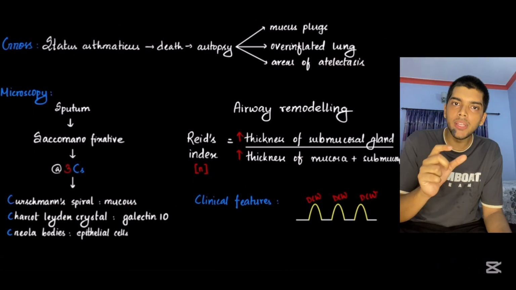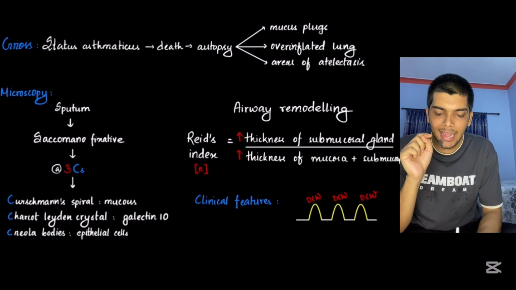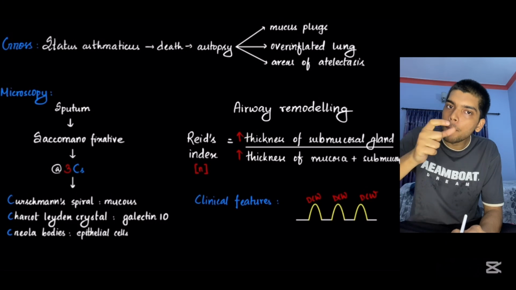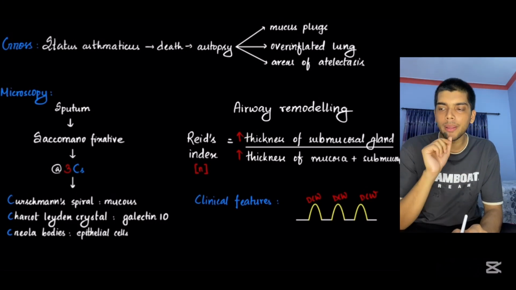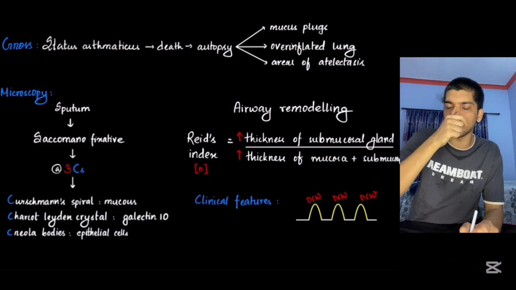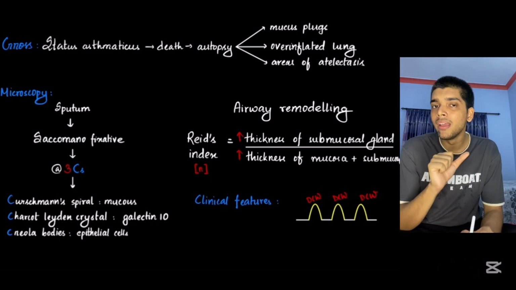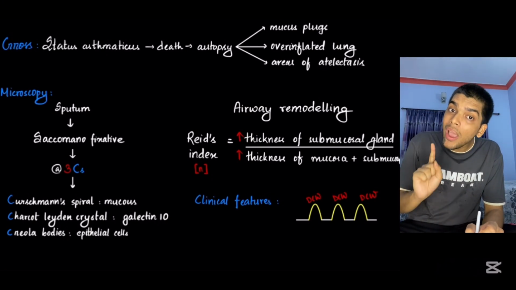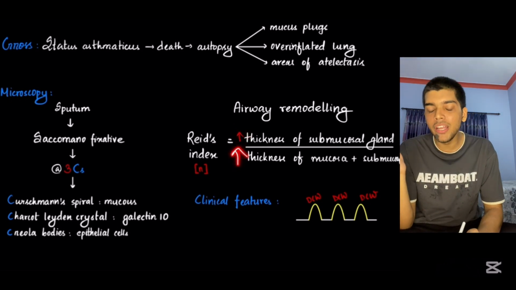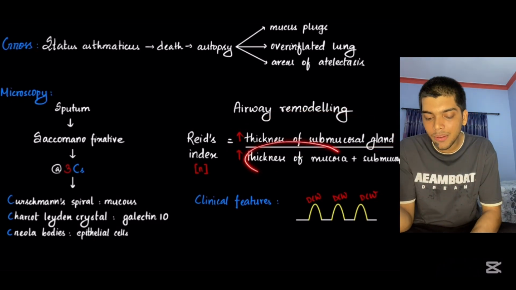Now, the microscopy of the bronchi. I said in case of chronic bronchitis that Reid index is nothing but the ratio of the thickness of submucosal gland by the thickness of mucosa plus submucosa. In chronic bronchitis, due to increase in the thickness of submucosal gland, there was increase in Reid index. But in case of asthma, the Reid index remains normal. Why? Because there is increase in numerator as well as an increase in denominator. That is increase in thickness of submucosal gland as well as an increase in thickness of mucosa and submucosa.